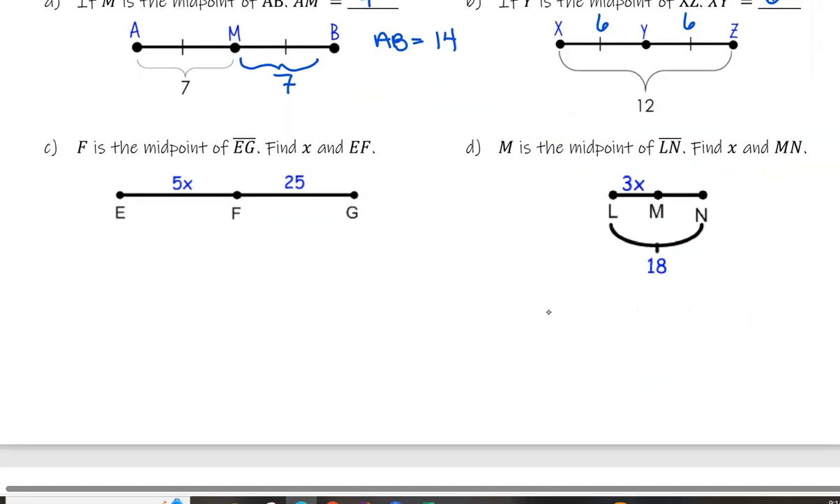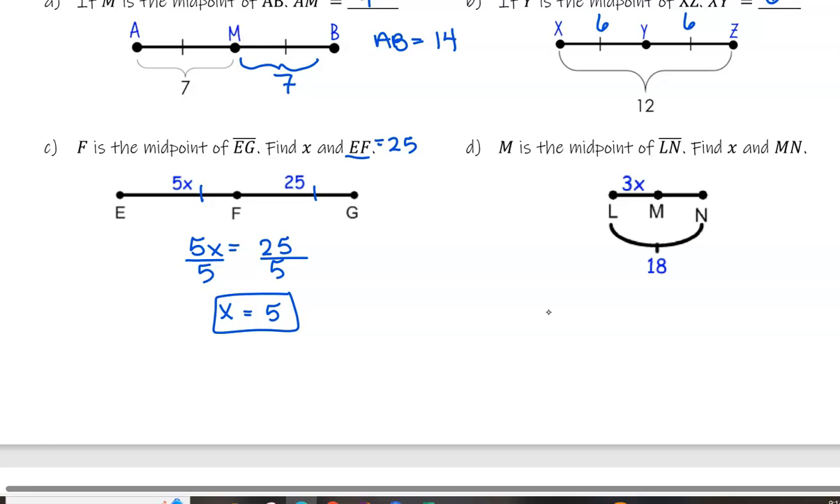So we know that if F is the midpoint, then this segment is equal to this segment. So we can set those parts equal, and then we can solve for x by dividing. And then if we want EF, we would plug that back in, or we'd think, if this is 25, then of course this side, EF, is going to be 25 as well.